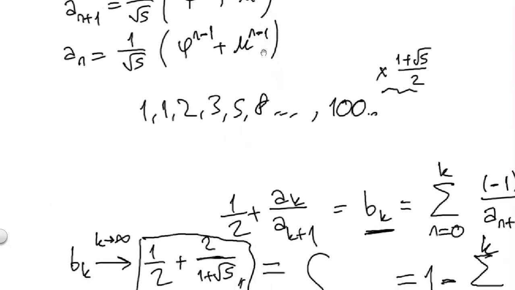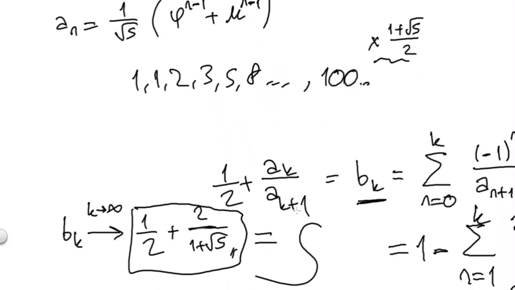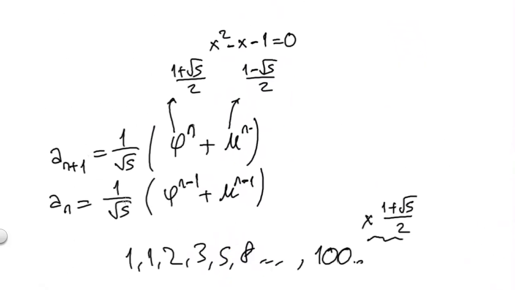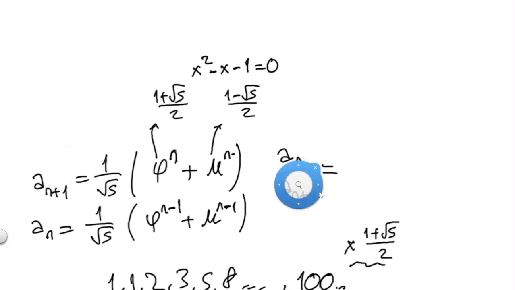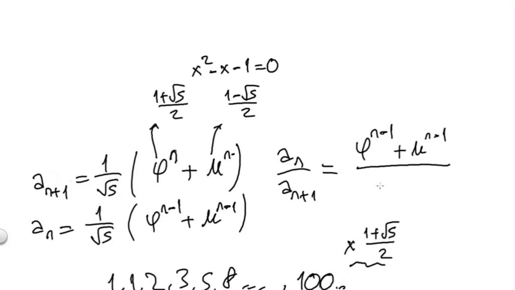And so basically, I want this limit of a_n over a_(n+1). So I will just take this ratio, a_n over a_(n+1). This is going to be equal to, so 1 over square root of 5 will just cancel, and I will be left with phi to the n minus 1 plus mu to the n minus 1 over phi to the n plus mu to the n.